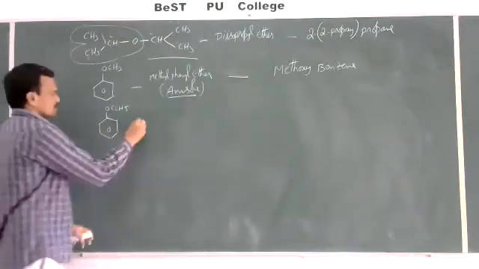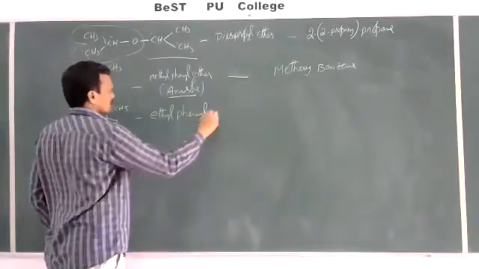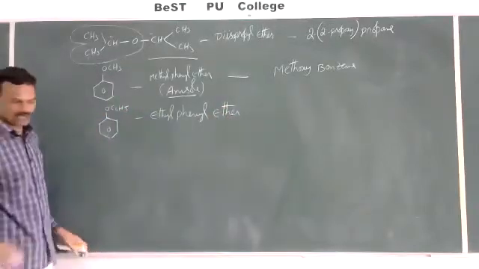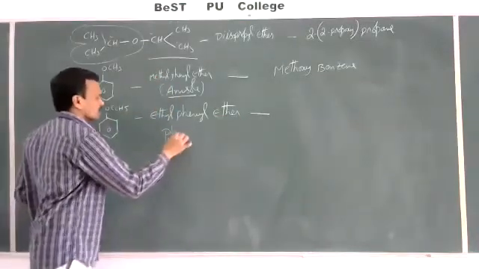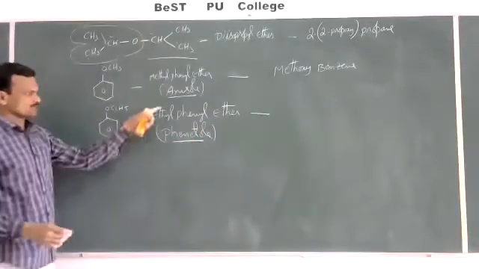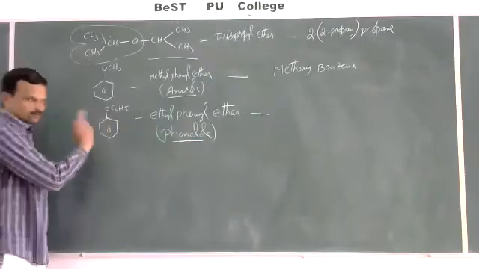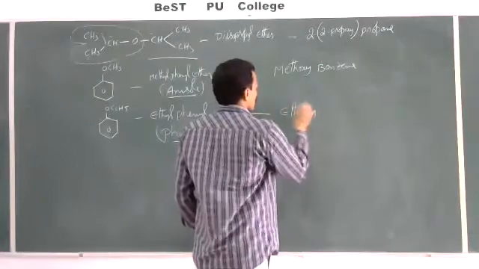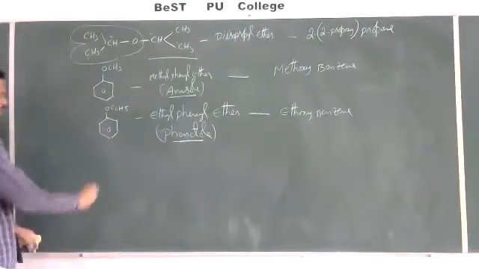Now take this. This is ethyl phenyl ether. Ethyl phenyl ether is the common name, and this is also called phenetole. Phenetole is the common name. And what is the IUPAC name? Ethoxybenzene. Ethoxybenzene, this is the IUPAC name. Now take one more example here.